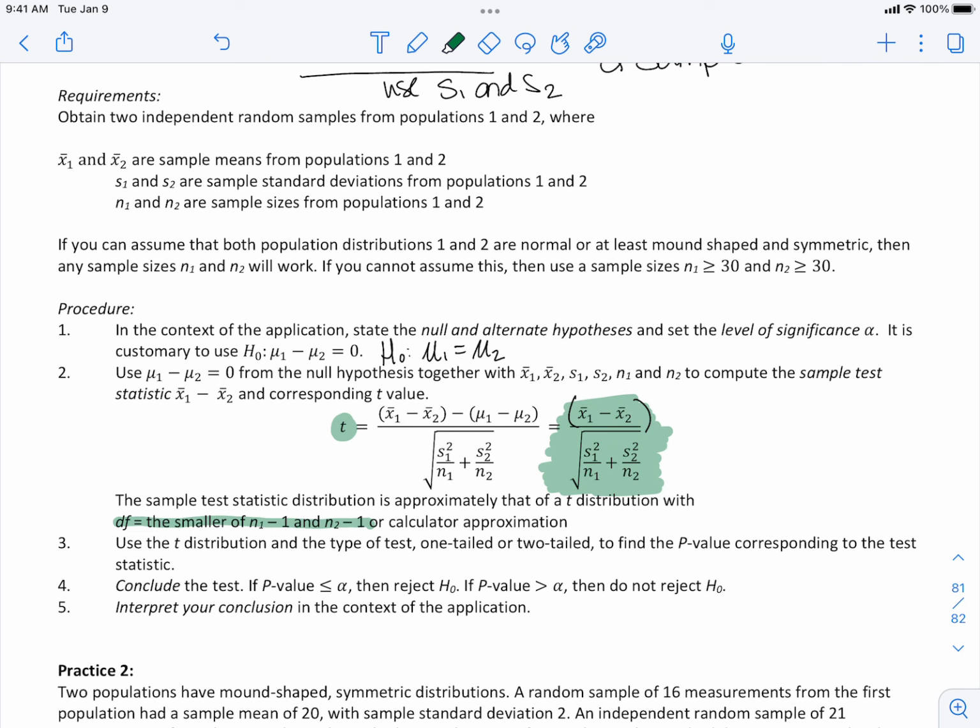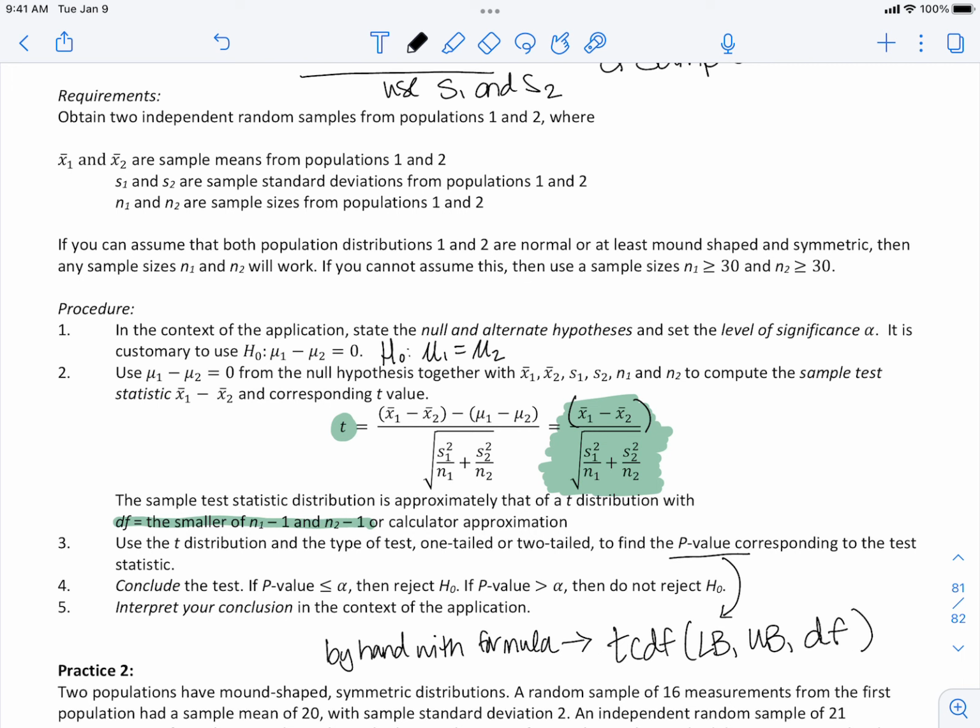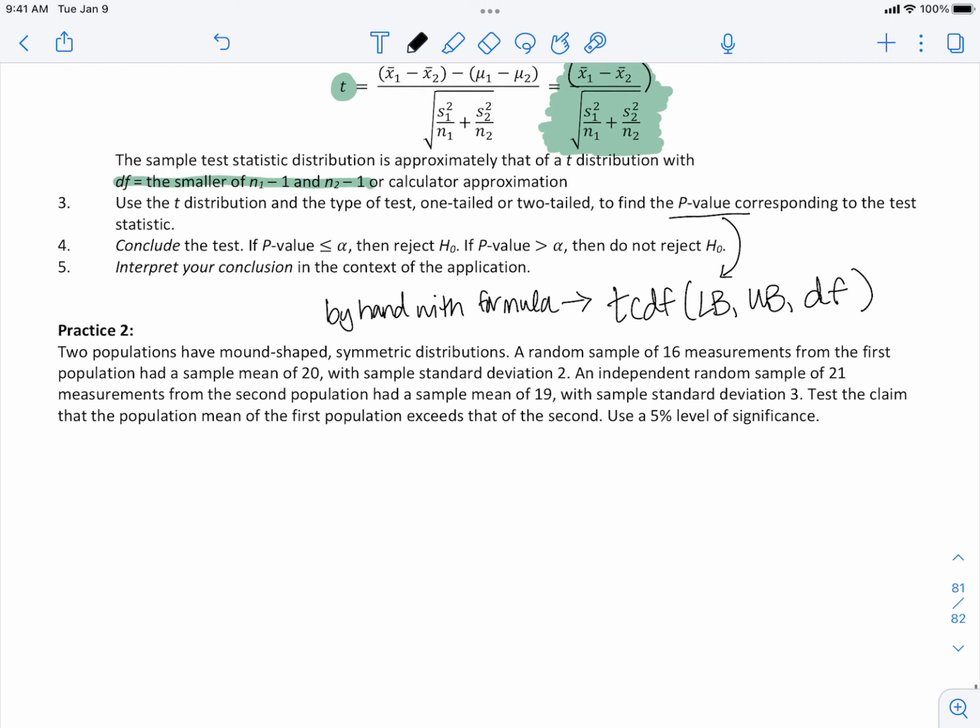When we get our t-test statistic, then we're going to find the p-value. When you're finding the p-value by hand for the t distribution, so again, by hand with the formula, you're then going to use t CDF, and then you're going to put in the lower bound, the upper bound, and the degrees of freedom. Once you have the p-value, again, compare to alpha, choose to reject or fail to reject the null hypothesis, and then interpret your conclusion.